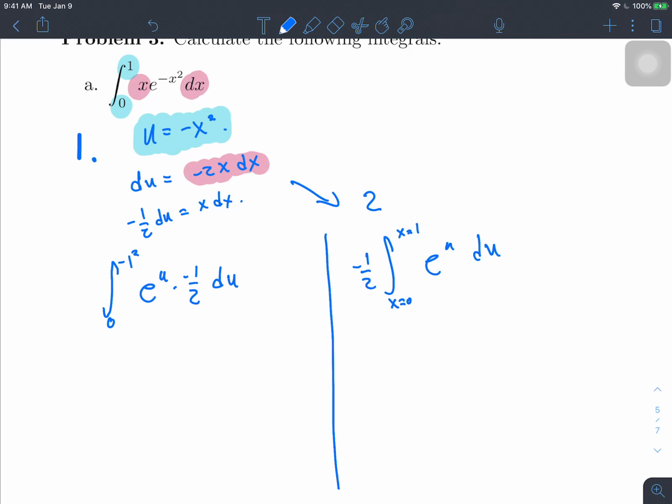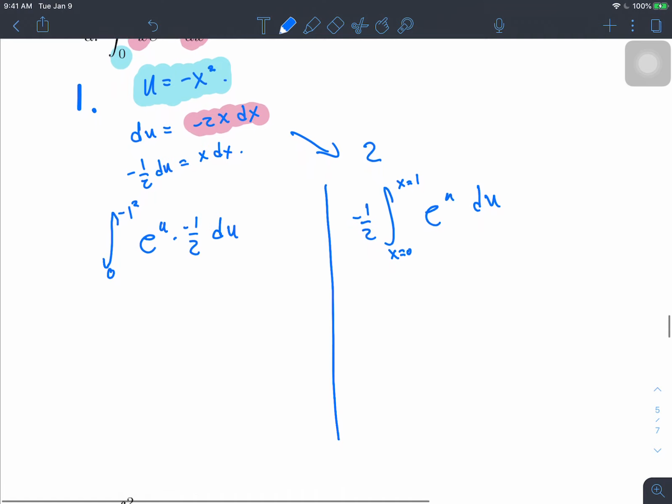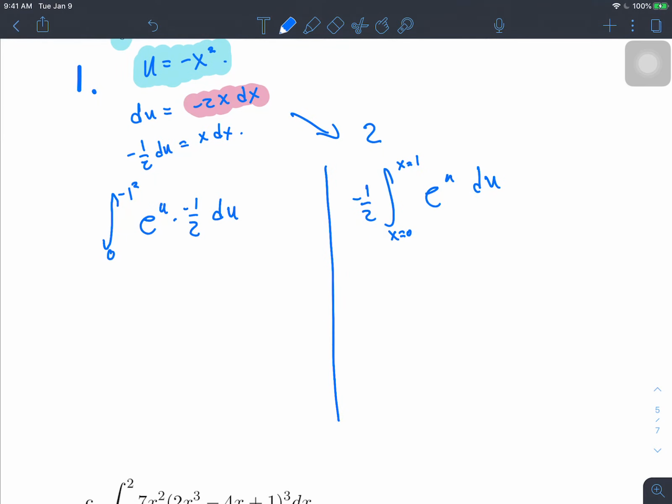So here's the difference. On the left-hand side, the bounds of integration are values of u. On the right-hand side, the bounds of integration are values of x. We're going to have a little bit more work to do on the right-hand side because we're going to need to wind up changing this all back to x before we can plug in. So let's finish this up.